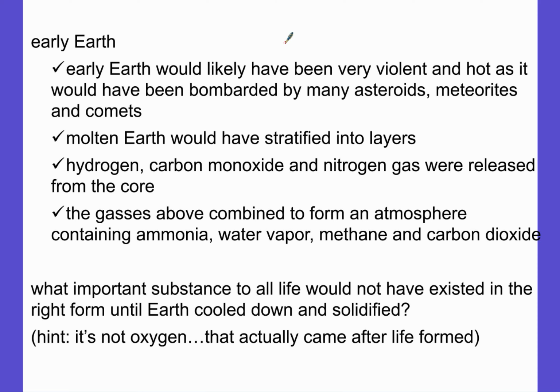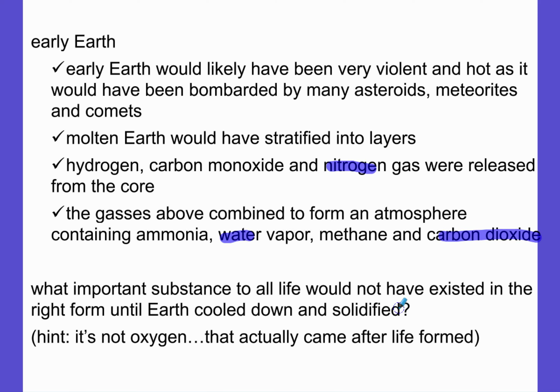So Earth was getting beat up for a long time. It would have been molten because it was so hot, all the energy from those collisions, right? Eventually, Earth starts to cool down a little bit. Hydrogen, carbon monoxide, nitrogen gases would be released from the core, and then those gases combine to form an atmosphere that has ammonia, water vapor, methane, carbon dioxide. Now, some of these things are still in our atmosphere, right? Like the nitrogen, the water, the carbon dioxide.